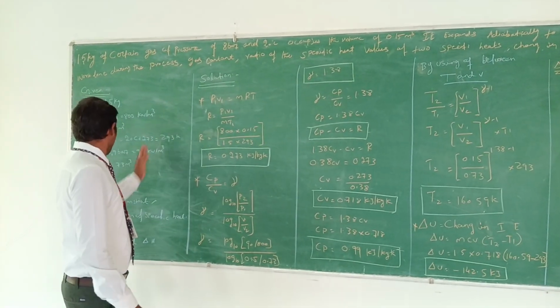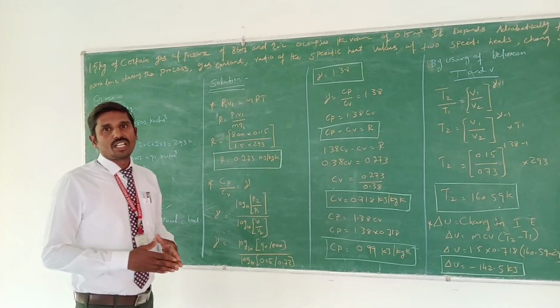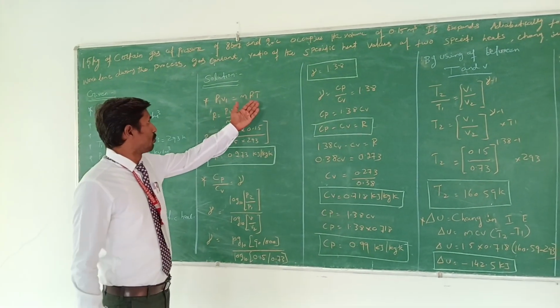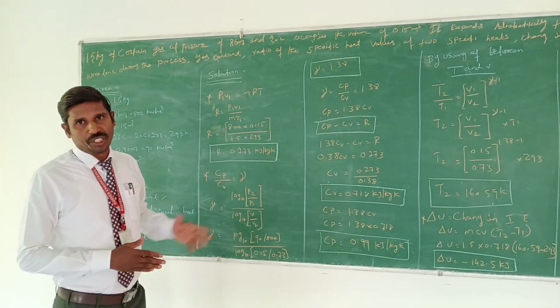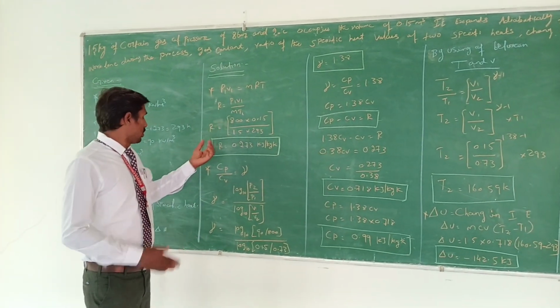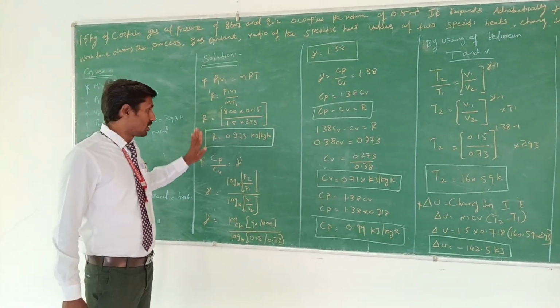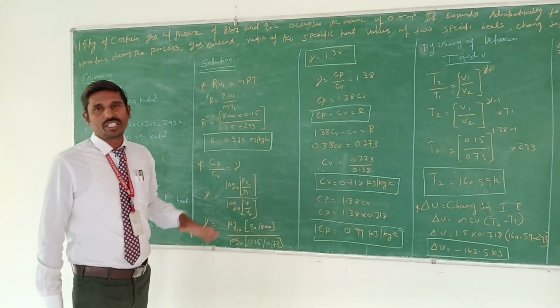Solution. First of all, we need the gas constant R. We know the gas equation P1 V1 is equal to mRT1. So R is equal to P1 V1 divided by m T1. Putting in the given data, the result is R equal to 0.273 kJ per kg K.